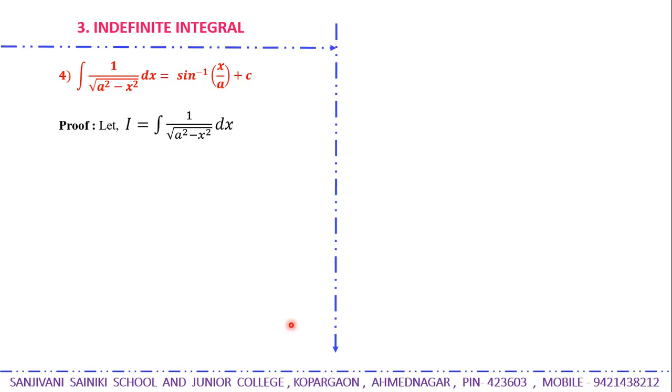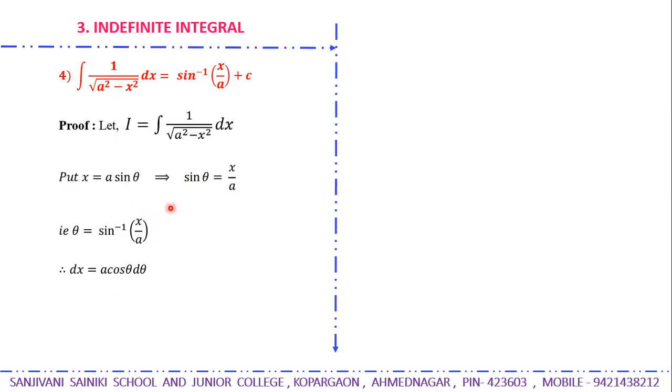Now look at this next formula. The first 3 are without square root and the next 3 are with the square root. So 1 upon root a square minus x square dx. Here it is in the form of root a square minus x square, so we have the standard substitution: x is equal to a sin theta. So sin theta is x upon a and theta is sin inverse of x by a. So what is dx? Then dx is a cos theta d theta.